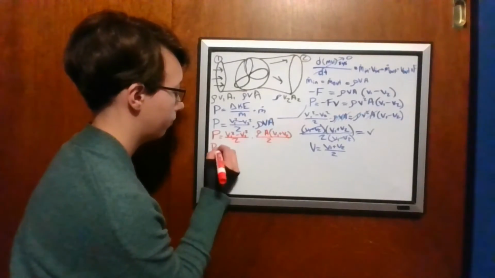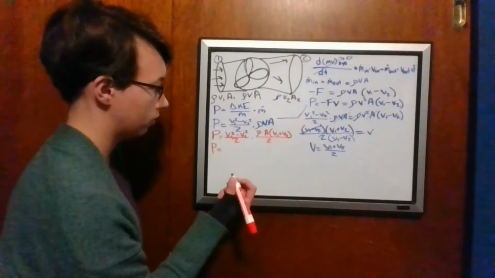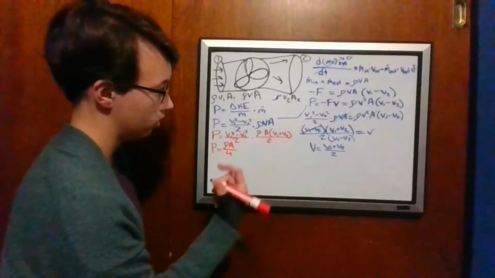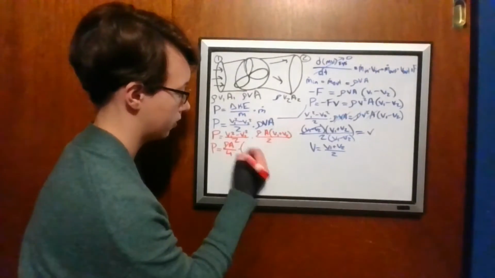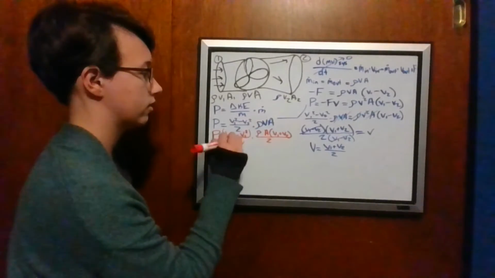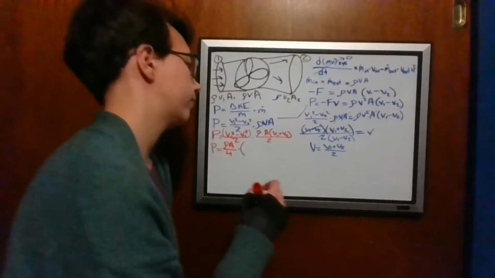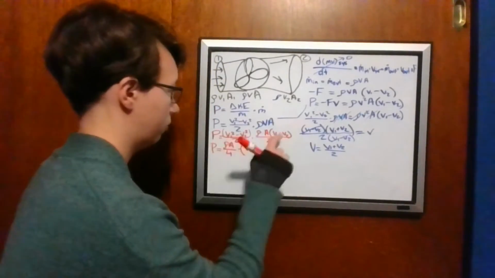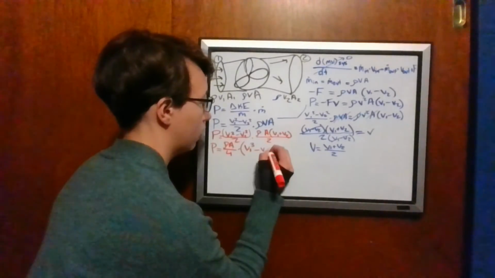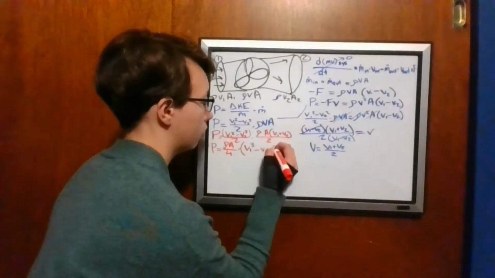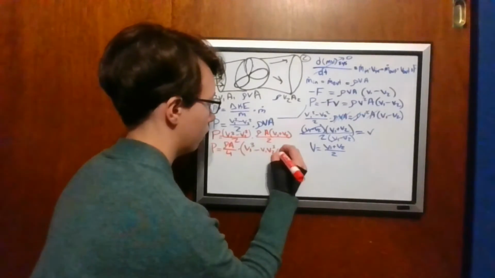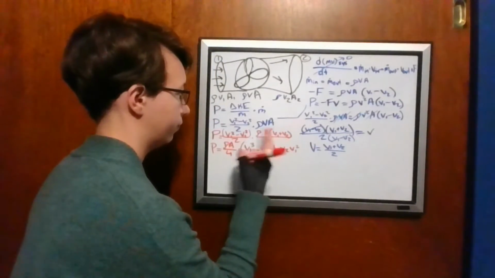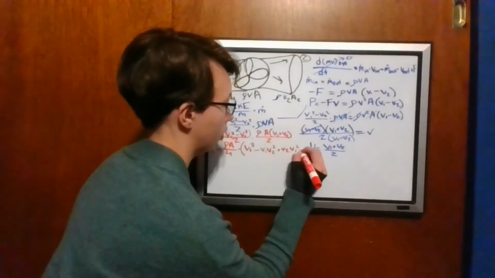Alright, so then we can combine some terms. We've got that power is equal to rho times A over 4. We combine these twos, and then we're going to combine this and this. So that's V1 cubed minus V1 times V2 squared plus V2 times V1 squared minus V2 cubed.